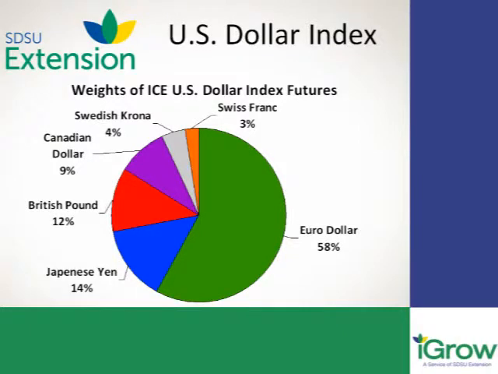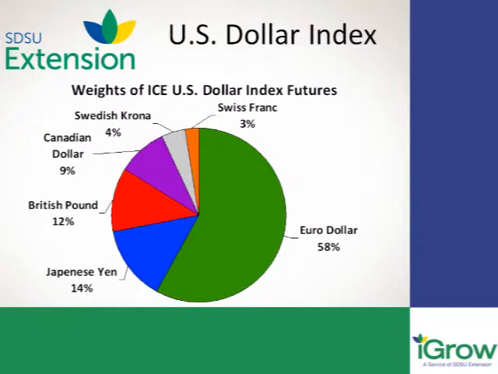Oftentimes we try to look at the value of the U.S. dollar in U.S. dollar index futures contracts. These are actually traded on the Intercontinental Exchange in New York. What I'm showing you in this pie graph is the weighted value of the U.S. dollar index. You can see it's nearly 60% weighted against the euro, but also by a few other world currencies, including the British pound, the Japanese yen, and the Canadian dollar. They're fairly sizable as well.